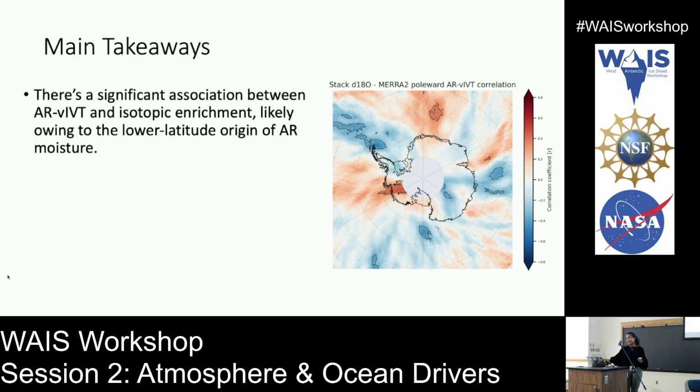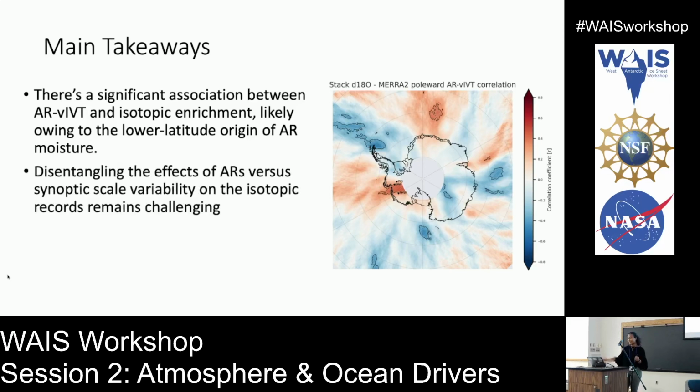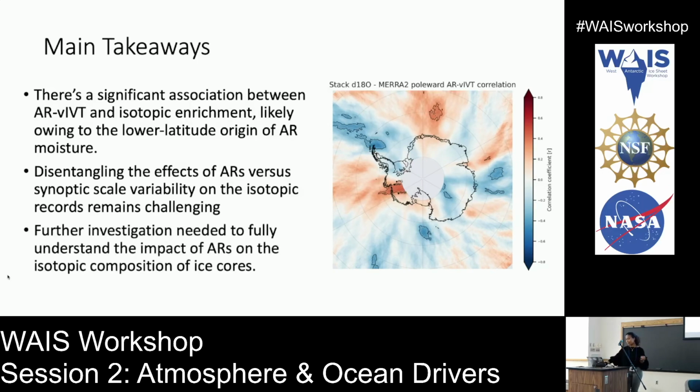But the main takeaways is that we see a pretty significant association between area VIVT and isotopic enrichment, which we think likely owes to the lower latitude origin of atmospheric river moisture. But then again, disentangling those effects of atmospheric rivers versus the synoptic state variability of isotopic records remains challenging. Another thing also is that in this moisture transport, you're not just seeing atmospheric rivers, you're also possibly seeing moisture transport from other extreme precipitation events that we haven't classified as atmospheric rivers. So overall, further investigation is needed to fully understand the impact of atmospheric rivers on the isotopic composition of ice cores. So, yeah.